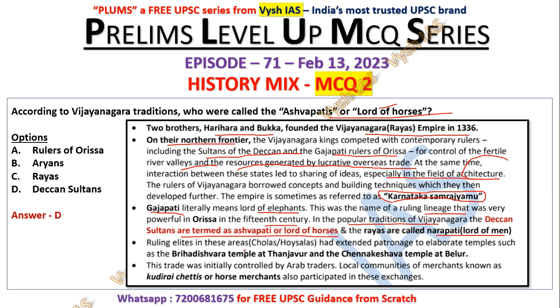Okay. Ruling elites in these areas, that is Cholas and Hoysalas, had extended patronage to elaborate temples such as Brihadeshwara temple at Tanjavur and Chennakeshava temple at Belur. Okay, in Karnataka. Belur is in Karnataka and Tanjavur is in Tamil Nadu. The trade was initially controlled by Arab traders, local communities and merchants known as Kudrai Chettis or horse merchants also participated in these exchanges. Okay, so this is horse merchants.